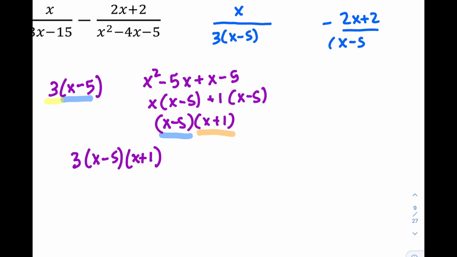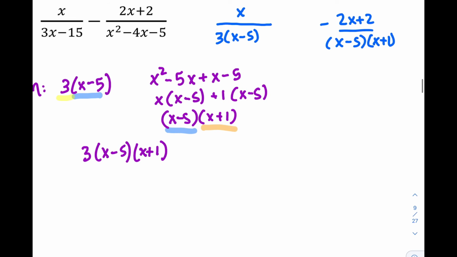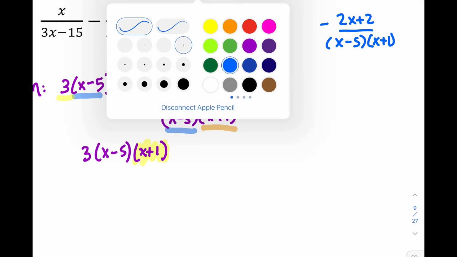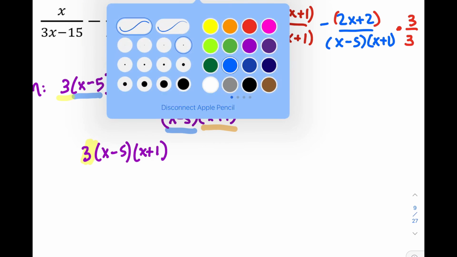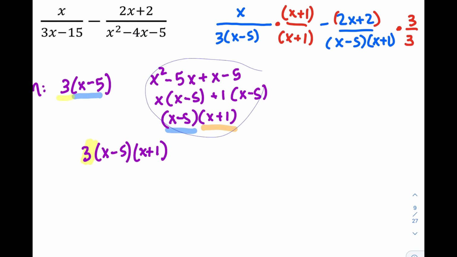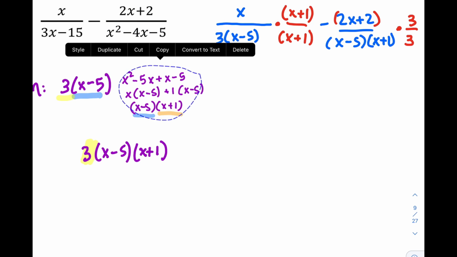So if you look at my first denominator, of my factors in my least common multiple, I'm missing the factor of x plus 1. So I need to multiply that first expression by x plus 1 over x plus 1. If you look at my second fraction, I'm missing the factor of 3. So I need to multiply that one by 3 over 3. I'm going to add some parentheses here to remember that I'll have to eventually distribute. Move this out of the way a little bit.